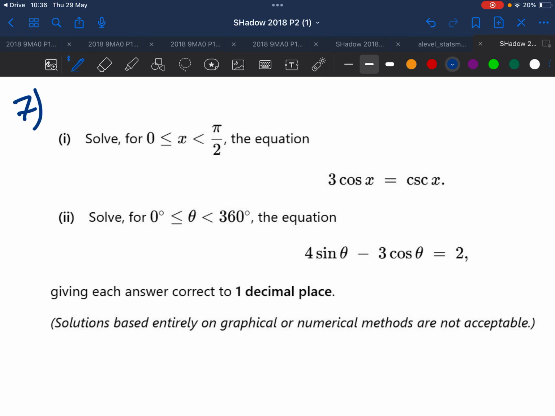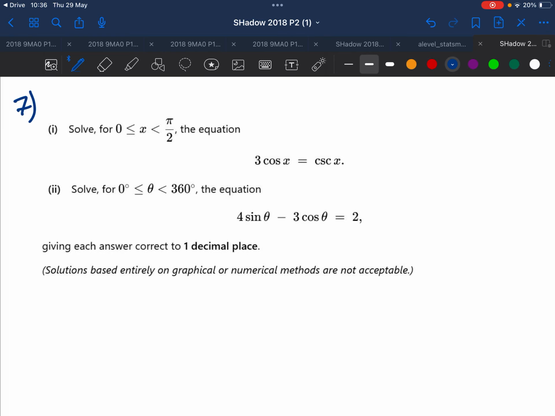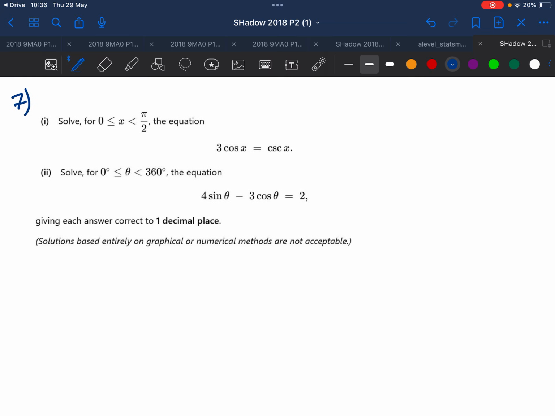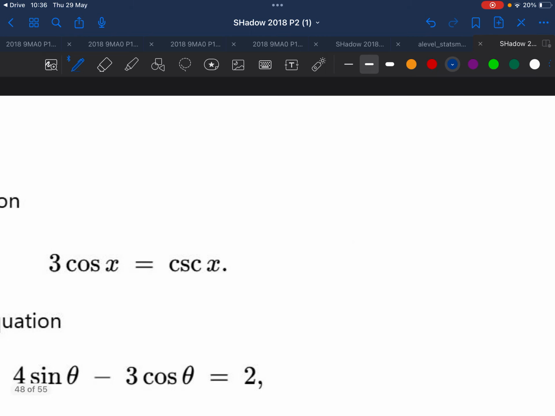Okay, here we go. This is question number 7 from our Shadow 2018 paper 2. And it goes as follows. Solve between 0 and pi over 2. So that's quite narrow, isn't it? This equation, so CSC is going to mean cosec. And then we've got this other one underneath, which might be connected. It might not. It's kind of hard to tell at the moment. So let's do this one here first.